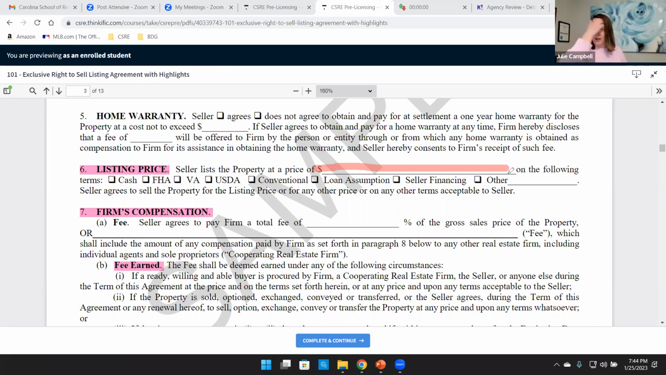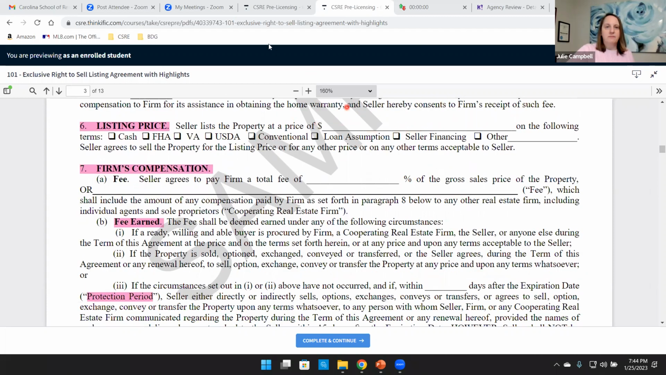We'll talk a little bit about how we can help the seller determine that list price, come to this acceptable price, make sure we're all on the same page. But this one absolutely cannot be blank, cannot be anything but the exact amount that we're going to list the home for before we ask the seller to sign it.